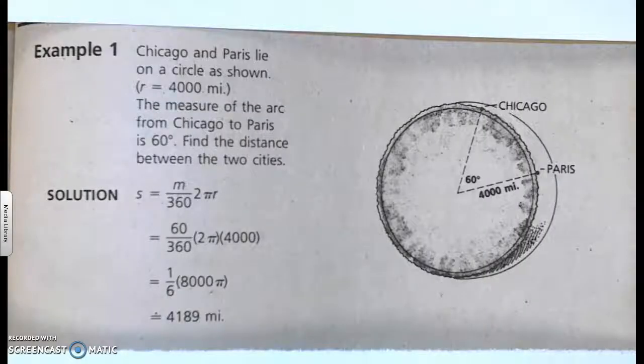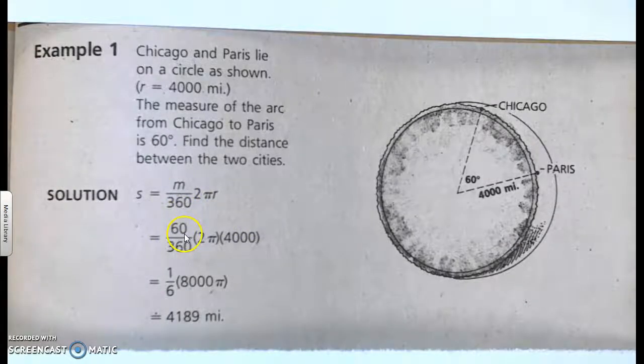I would like first to acknowledge the author of the book that I am getting this example from. I'm getting this from the book of Mirna Kabansay. She is a Filipino author. And the example says, Chicago and Paris lie on a circle as shown on the figure right here. The radius is 4,000 miles. The measure of the arc from Chicago to Paris is 60 degrees. Find the distance between the two cities.